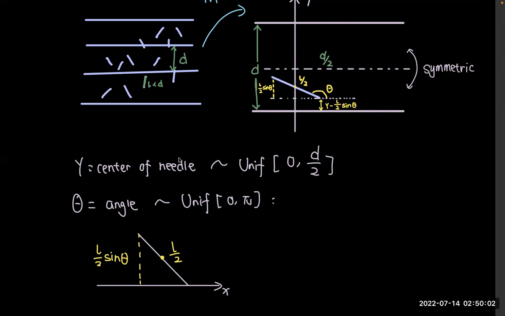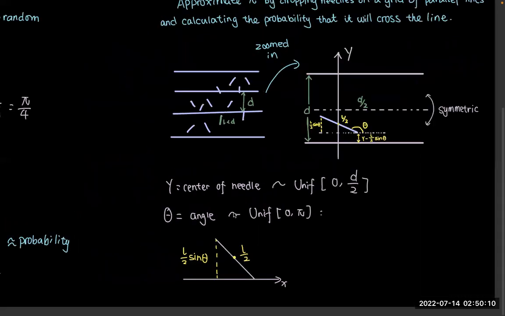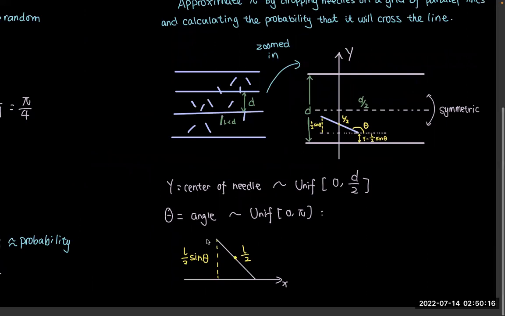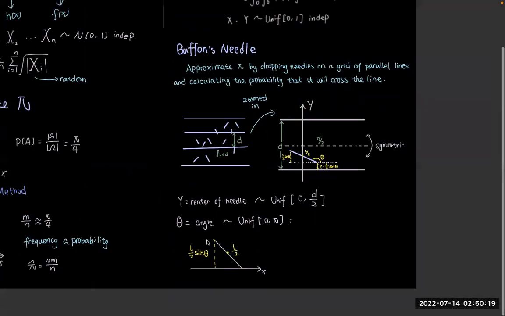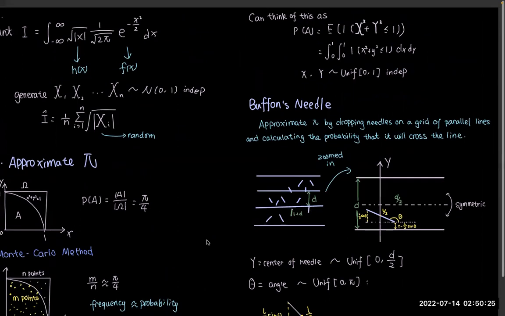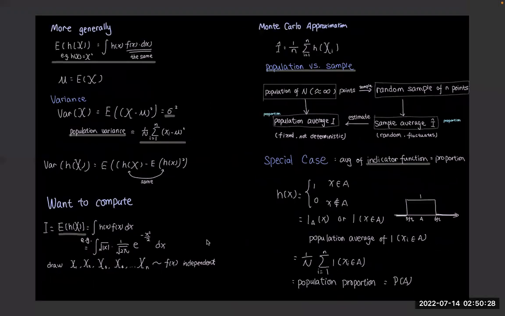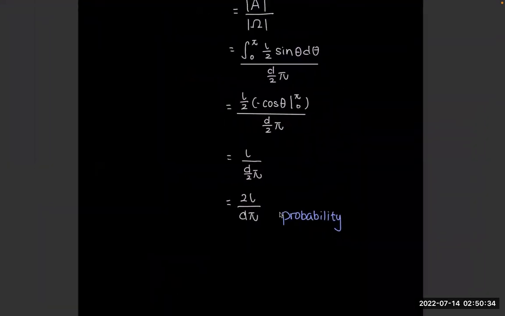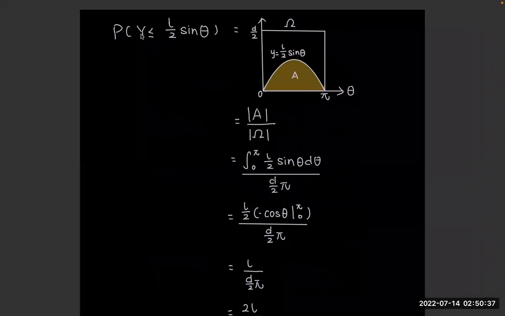So that is why the center of the needle follows a uniform from 0 to d over 2, and theta is the angle, which is uniform from 0 to pi. And the needle will touch the horizontal line if we have this condition. I need to go to the next page. Okay, yes. So if this y, the height of the center, is less than or equal to L over 2 sine theta, that's the case.